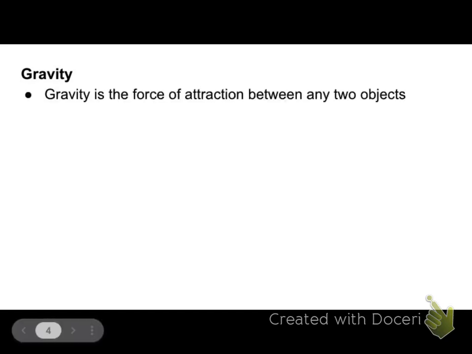All right, so now that we know what a non-contact force is, we can talk about gravity, okay? Because gravity is the most common non-contact force that we interact with, and it's the one that is especially important to our understanding of flight, which is what this chapter is about. Okay? Gravity is the force of attraction between any two objects.